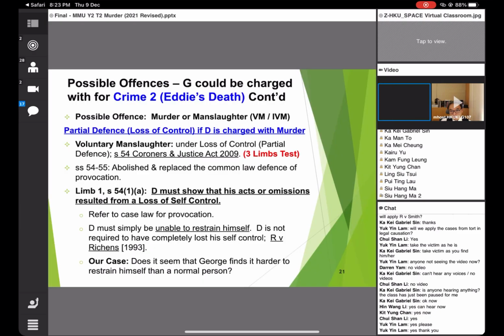Now, if that cannot be established, then another alternative, as defense counsel, because you can advise your parties, would be manslaughter. Remember, we have voluntary manslaughter and involuntary manslaughter. If we look at partial defense, loss of control here is the voluntary manslaughter path with the mens rea. Remember, voluntary manslaughter has mens rea. Involuntary manslaughter does not have the mens rea, and voluntary manslaughter is either diminished responsibility or loss of control.